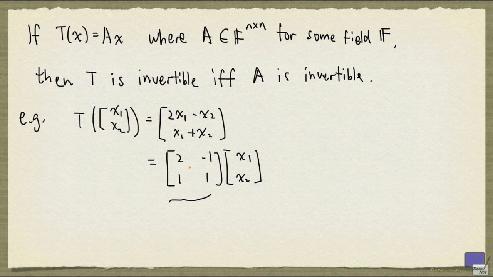And we don't really have to find the inverse of this. We just need to compute the determinant to see if it's 0 or not. And the determinant of this is clearly non-zero because I have 2 times 1 minus 1 times minus 1, and that's going to be 3. This matrix is non-singular, so T is invertible.